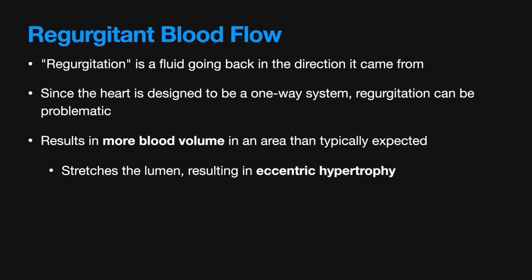Next, we will discuss regurgitant blood flow. Regurgitation is basically when a fluid goes back in the direction that it came from. Since the heart was designed to be a one-way system, regurgitation can be problematic because it results in more blood volume in an area than typically expected. This stretches out the lumen of that cardiac chamber, and we call it eccentric hypertrophy.